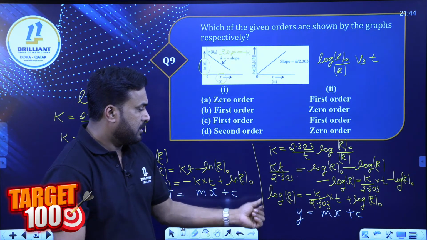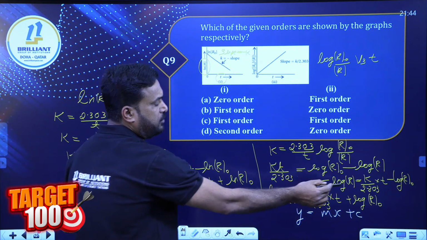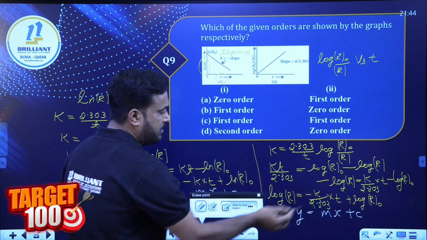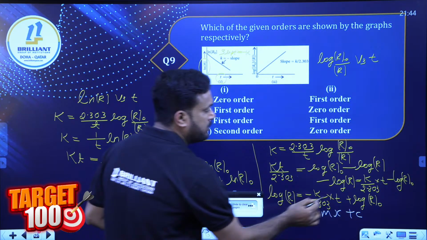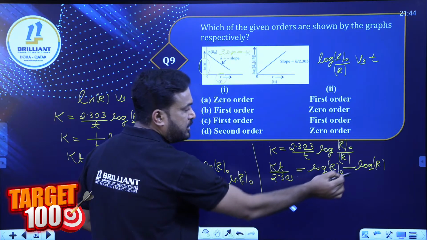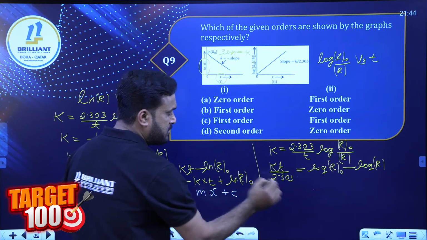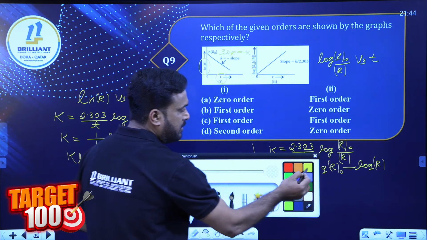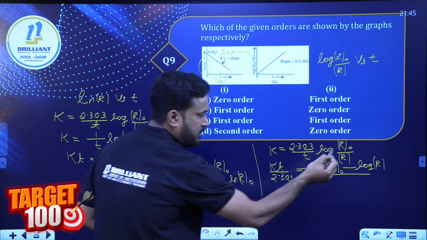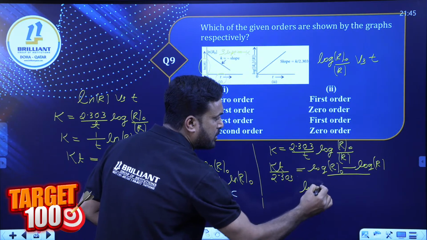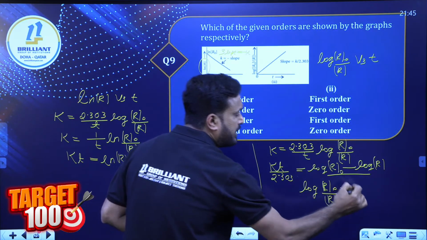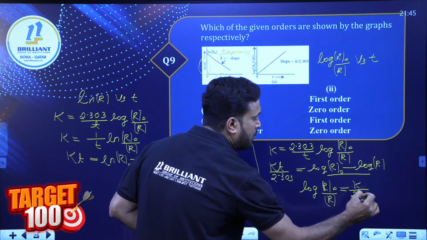In this equation, sorry, here we can do one thing. No need to take this one, you can keep it as it is, better this one. They are asking to use this one on the same side. This one you can write on the same side. Then the next equation, no need to expand this one, we can write like this: log concentration of R0 divided by R is equal to K divided by 2.03 into T.